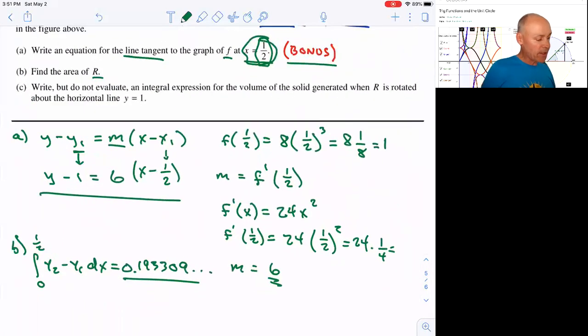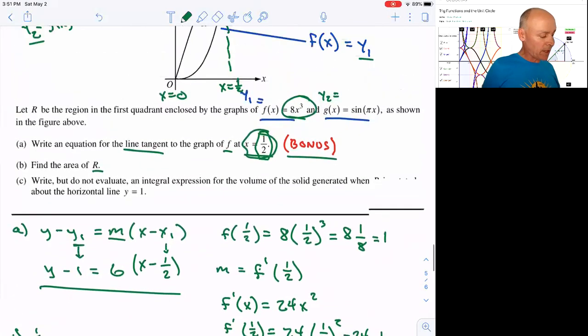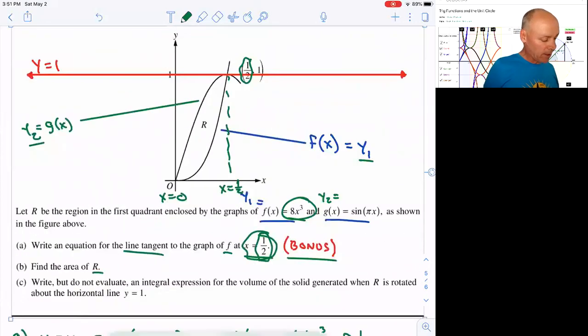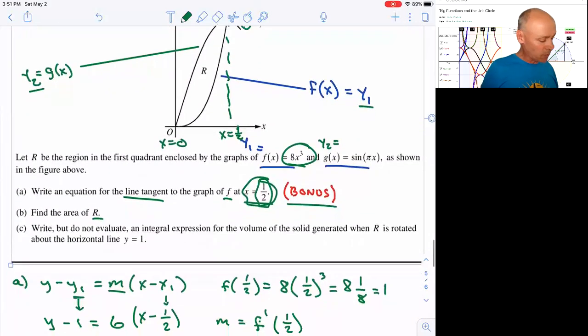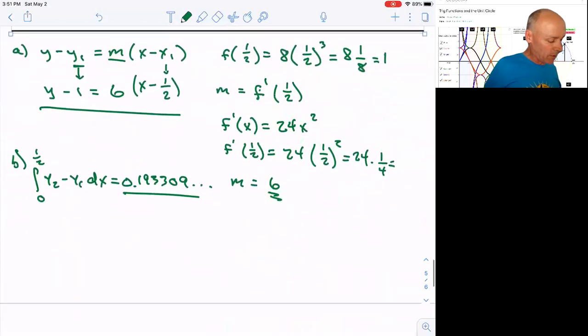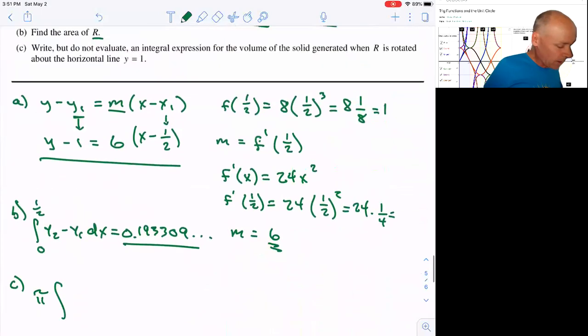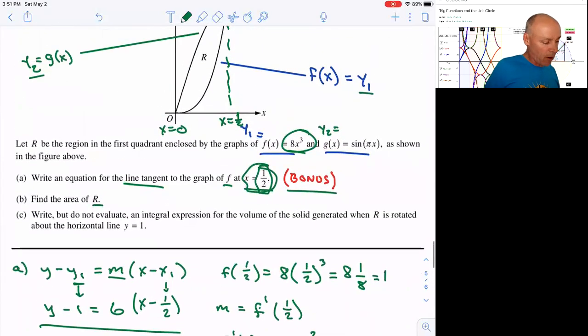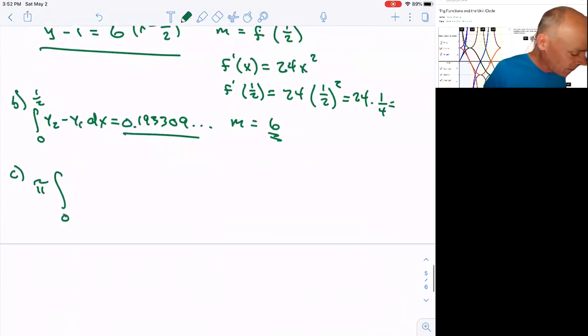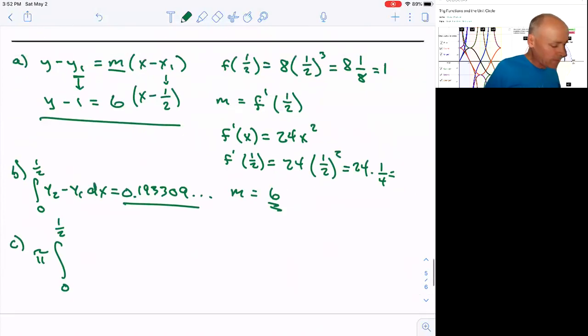Okay. Part C, write but do not evaluate an integral expression for the volume of the solid generated when R is rotated about the horizontal line y equals 1. Okay, and I showed you that horizontal line y equals 1. So this one, we just have to kind of draw our radii and we're done. So we know this is part C. We know we're going to have pi. Don't forget pi. We know our bounds. Since this is going to be R, our bounds are going to be the same that we just used, from 0 to 1/2.